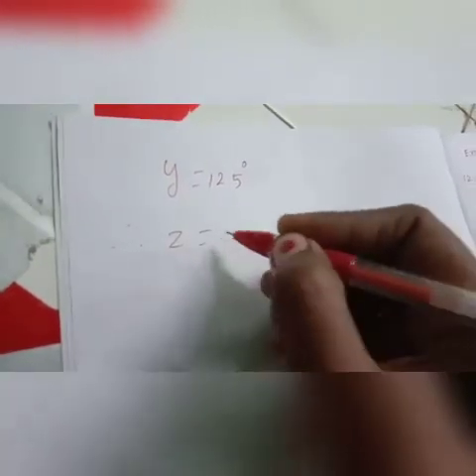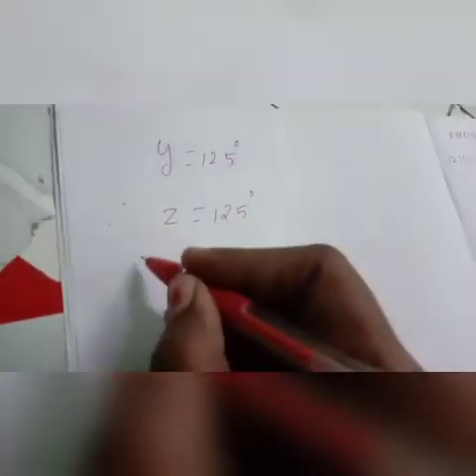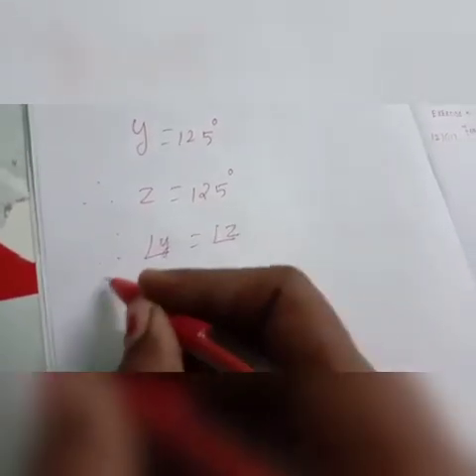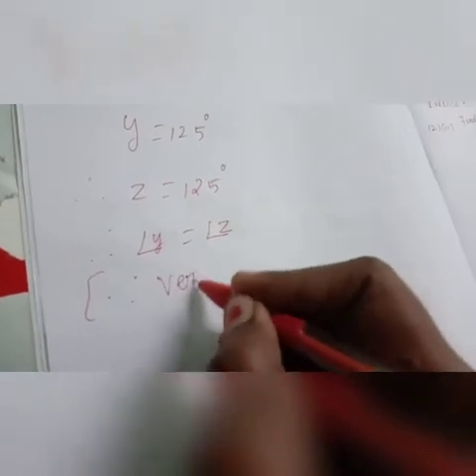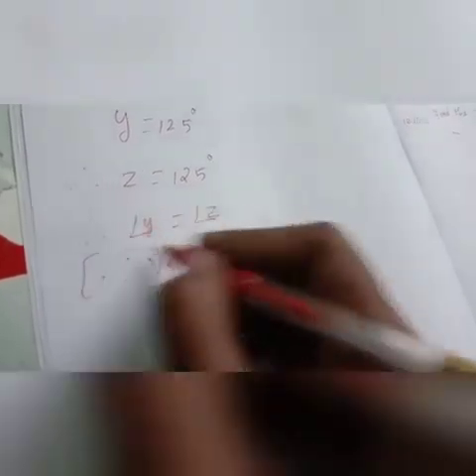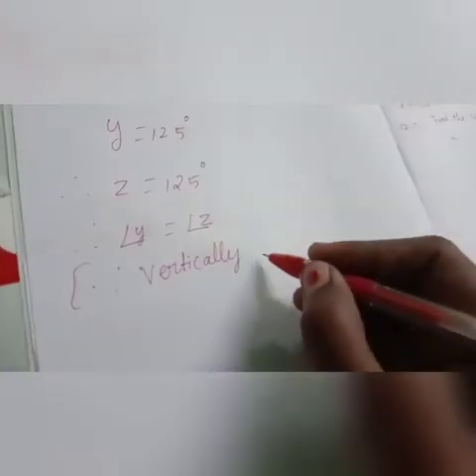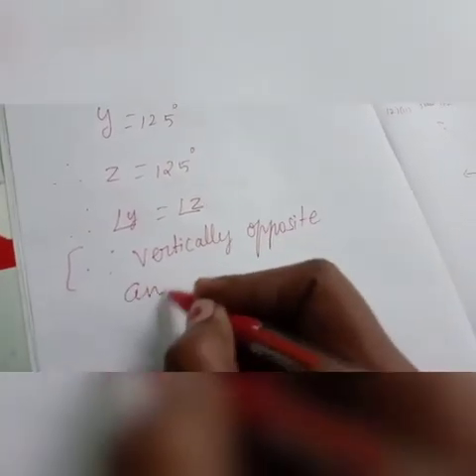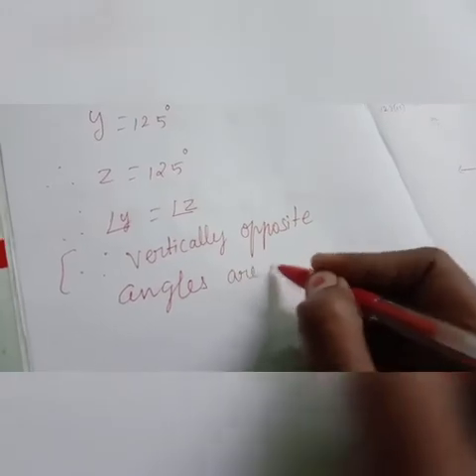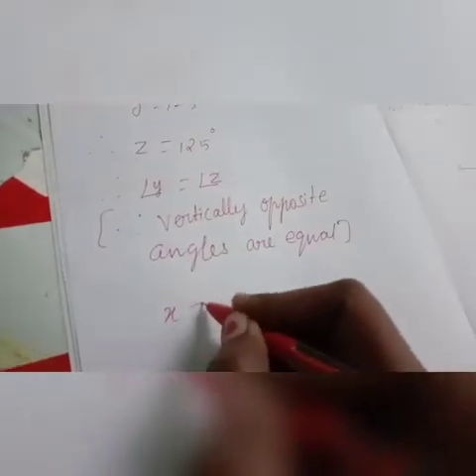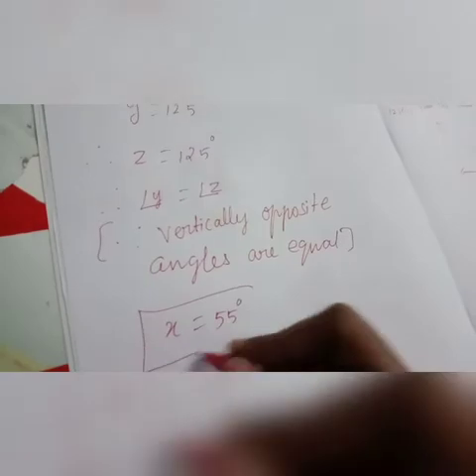Therefore, z also 125 degree, since angle y is equal to angle z. Why? Because vertically opposite angles are equal. Because of this reason, I have written z equal to 125 degree. So y value 125 degree, z value 125 degree and x value what we found? x is equal to 55 degree. I hope you understood this.